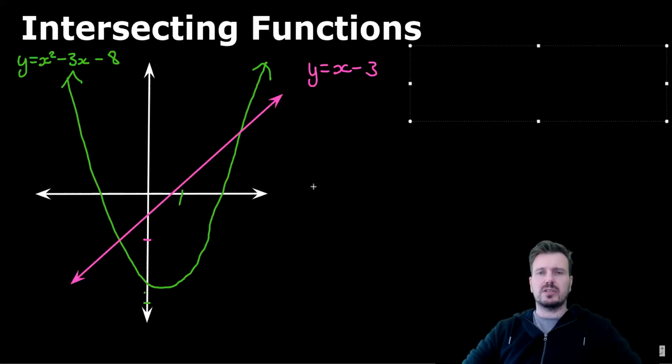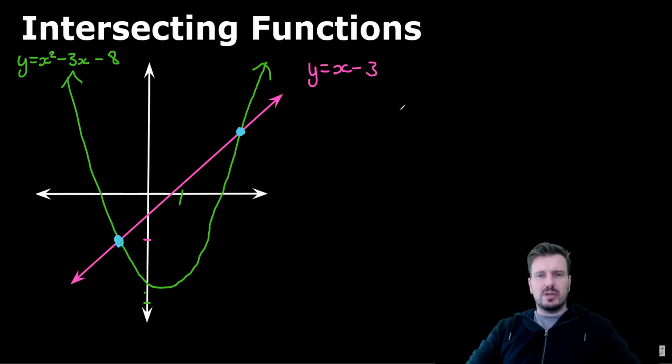Okay, so now what we're going to do is look at finding the points where two functions intersect. If I've got this green function, which is a parabola, and this straight line function in pink, then we have a curved function and a straight line function, and those intersect at 2 points. And we want to know what those are.